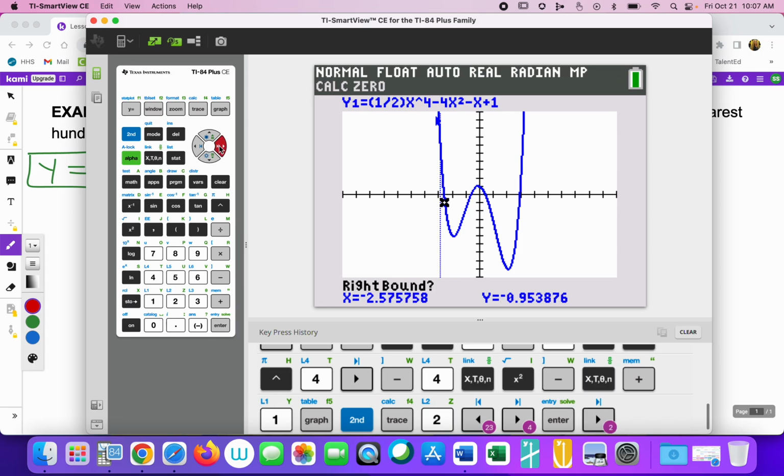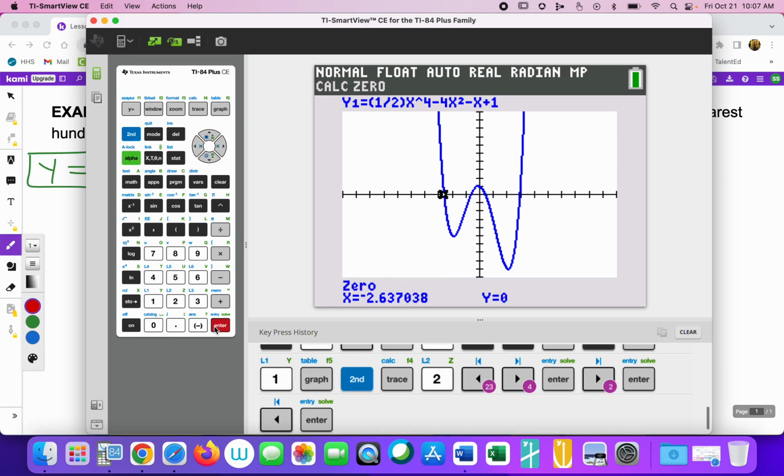Left boundary, right boundary, and then just have it near it. Are we getting around negative 2.64? What else are we getting? Just so I'm aware. Yeah, negative 2.6.